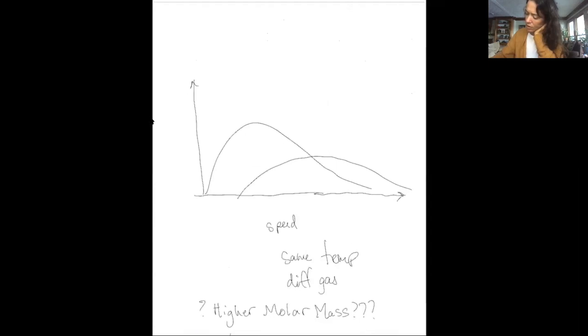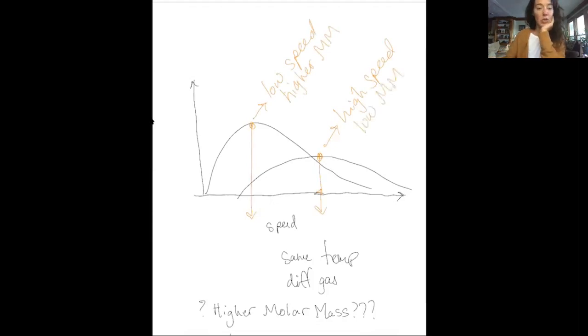Therefore, let's look at this again. This is my low speed. This is my high speed, right? So this low speed must be my higher molar mass, and the high speed must be my lower molar mass. So you could also think about it like that.